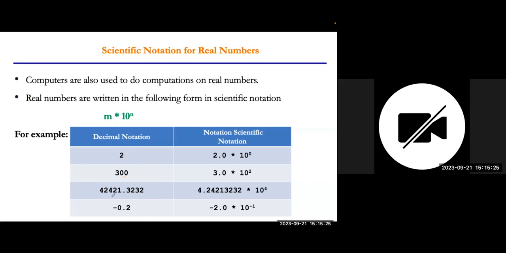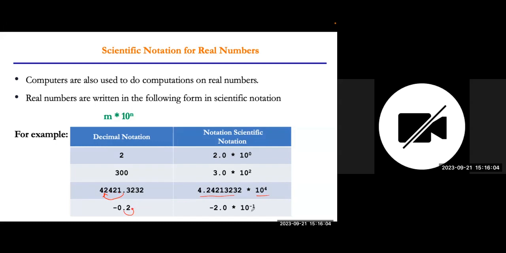If a floating point number is given, it can be written with the dot shifted to after the first integer digit, and the number of positions it is shifted from its current position to the updated position is counted as 1, 2, 3, 4. So it will be written as 4 dot the remaining digits, multiplied by 10 to the power of 4. For a negative number also, minus 2, the dot is shifted to the right side here.